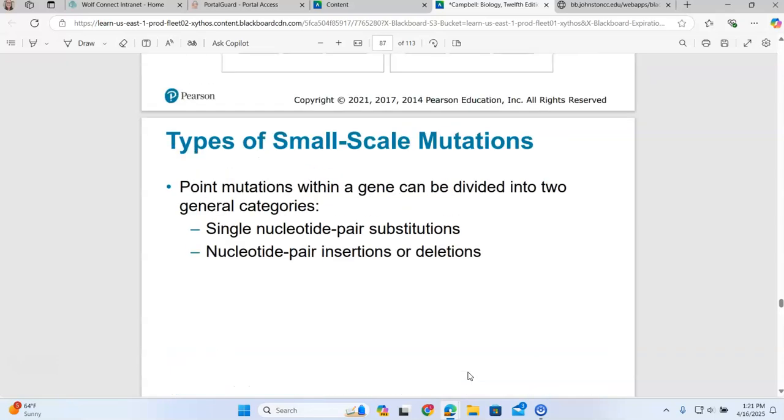Okay, so a point mutation can be a substitution. Point mutations can be substitutions, or they can be insertions or deletions.